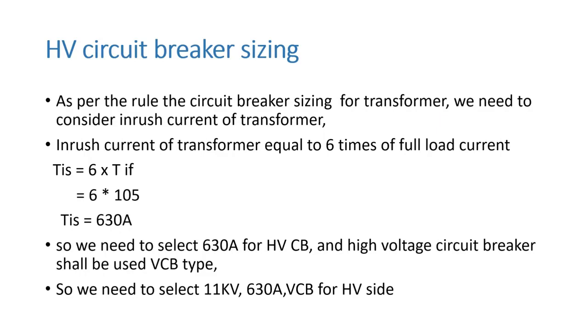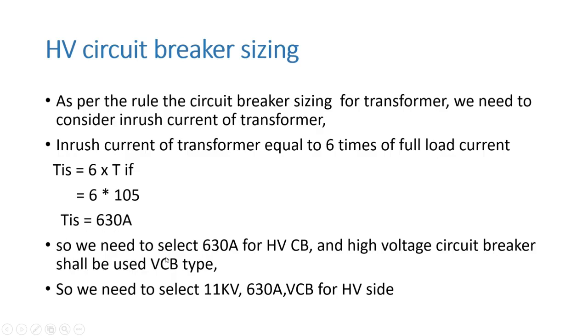The IEC rule says that for circuit breaker sizing of the transformer we need to consider the inrush current of the transformer, because as you know the transformer is an induction machine, so at starting time it consumes 6 times the full load current. So our circuit breaker should withstand that inrush current. We can calculate it using this formula: transformer inrush current equals 6 times transformer full load current. So 6 into the primary full load current of 105 ampere, the transformer inrush current equals 630 ampere.